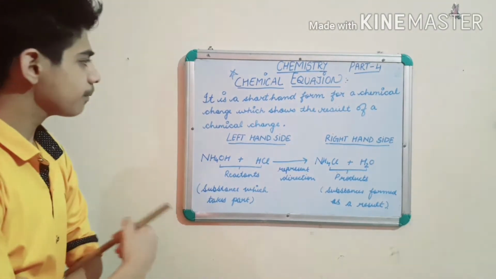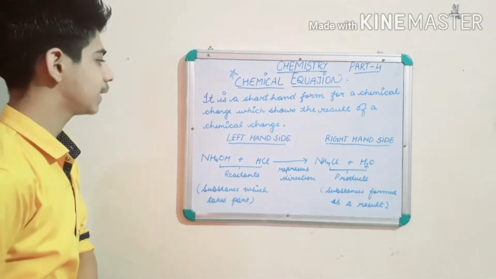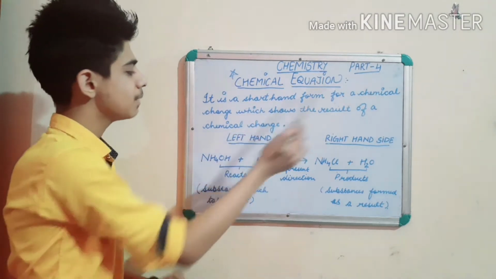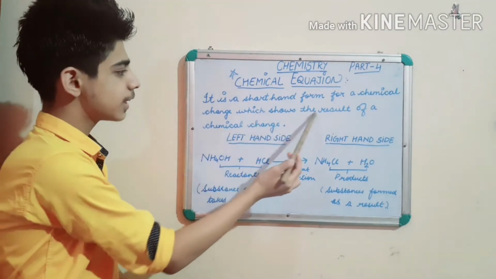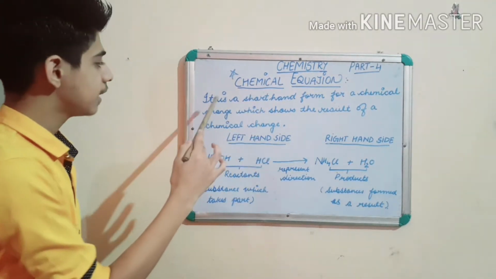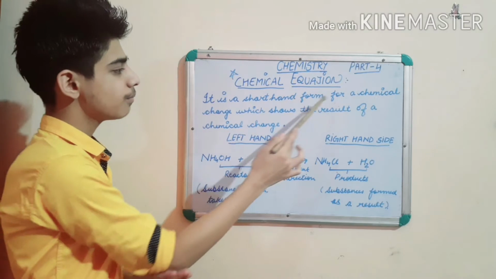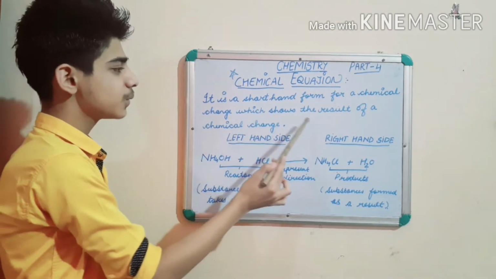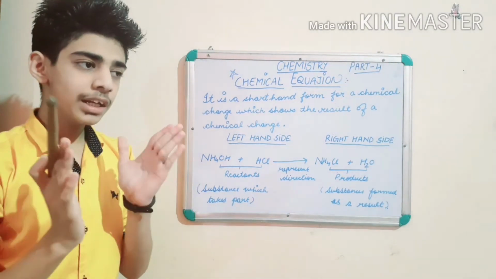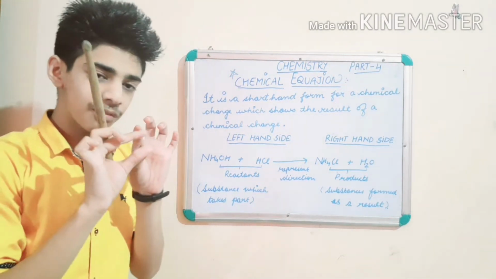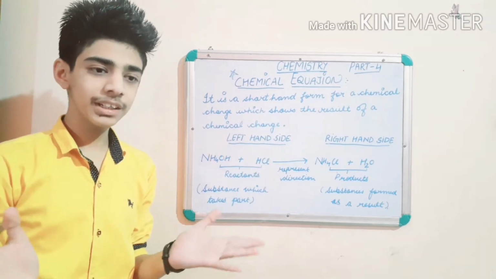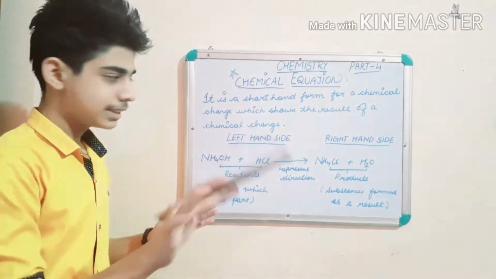So let me tell you what is a chemical equation. It is a shortened form for a chemical change which shows the result of a chemical change. Let me repeat. It is a shortened form for a chemical change which shows the result of a chemical change. See, chemical equation is a one-line equation which shows a very big reaction in a single line.